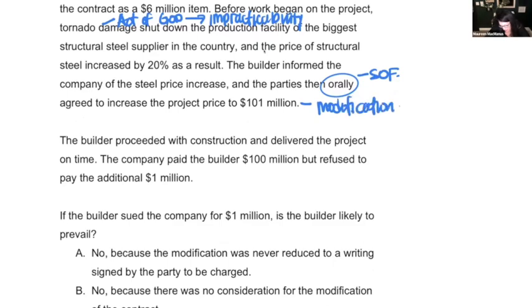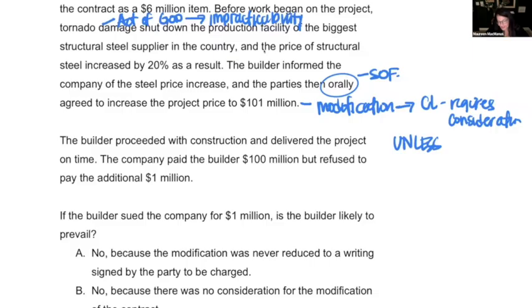What's the rule for modification for common law? The modification under common law requires consideration, unless basically something renders it impracticable. And then, if it's impracticable, the modification must be fair and reasonable under the circumstances. And the circumstances are going to be something like an act of God, fair and reasonable.